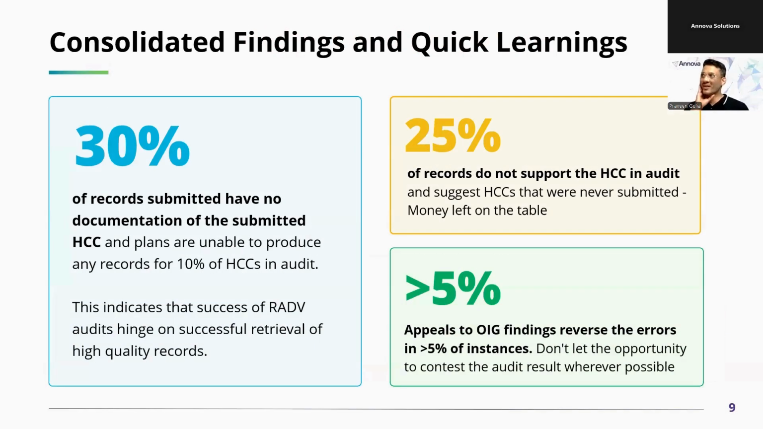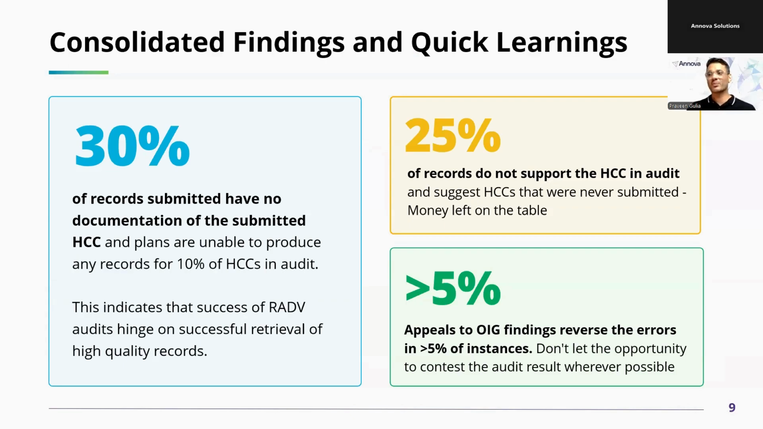We consolidated some findings in percentages because percentages are attractive. 30% of records submitted have no documentation of the submitted HCC. Now, this is when the notice is sent to the health plan, and now the health plan is supposed to send the records which support the HCCs which are under the microscope. Now, the medical records which the plans are submitting, 30% of the submitted health records have no documentation that suggests the HCC which is under the scrutiny.